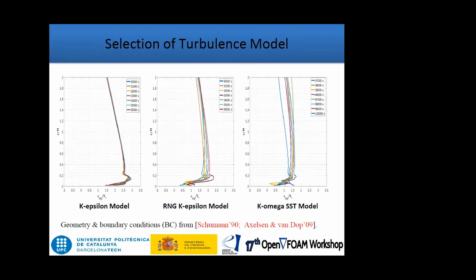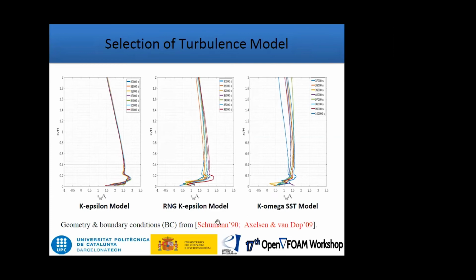So before that, literature studies have shown that the K epsilon, RNG K epsilon and K omega SST models can basically be used for simulating atmospheric boundary layer problems. So I have considered a 3D domain, from the literature of Schumann and Axelsson.